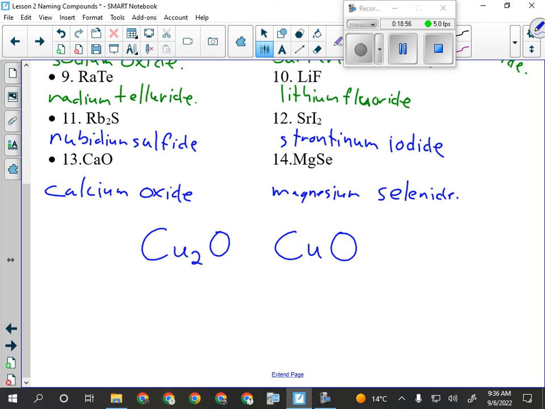But that still means that both of those compounds could exist. So I can't give them the same name. It would be like what happened to me about 8 years ago.